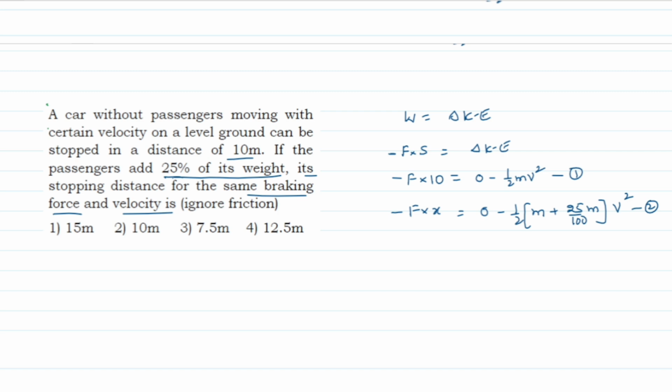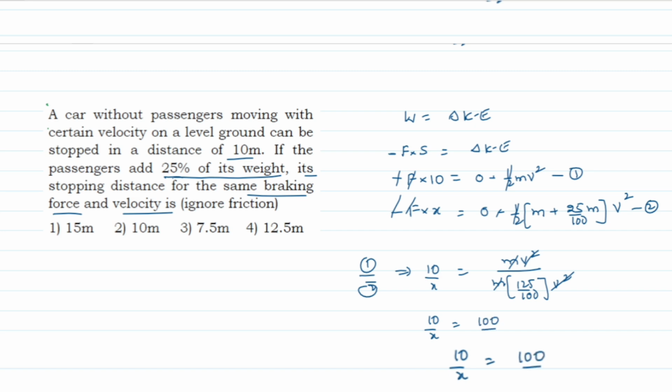So you have to simplify these two equations, here 1 and 2 you can take. Here minus gets cancelled, f gets cancelled. Here we will be getting 10 by x. Here half and minus you have to cancel. Here we will be getting mv square by m, if I am taking common, here you will be getting 100 plus 25 will be 125 by 100 into v square. V square gets cancelled. Here 10 by x will be equal to 100 by 125.